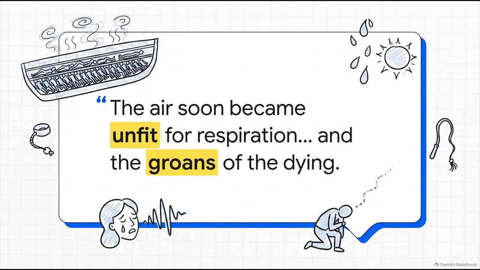The enslaved writer Olaudah Equiano lived through this horror, and he described the hold of the ship like this. He wrote, "The closeness of the place and the heat of the climate, added to the number in the ship, the air soon became unfit for respiration, from a variety of loathsome smells. The shrieks of the women and the groans of the dying rendered the whole a scene of horror almost inconceivable."